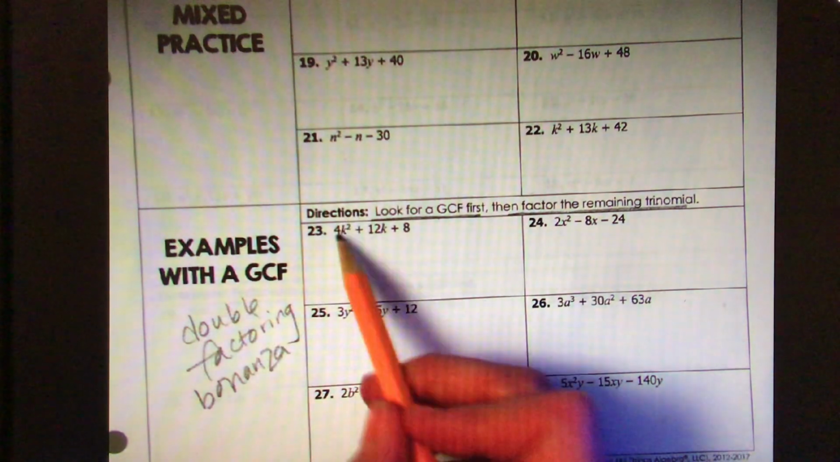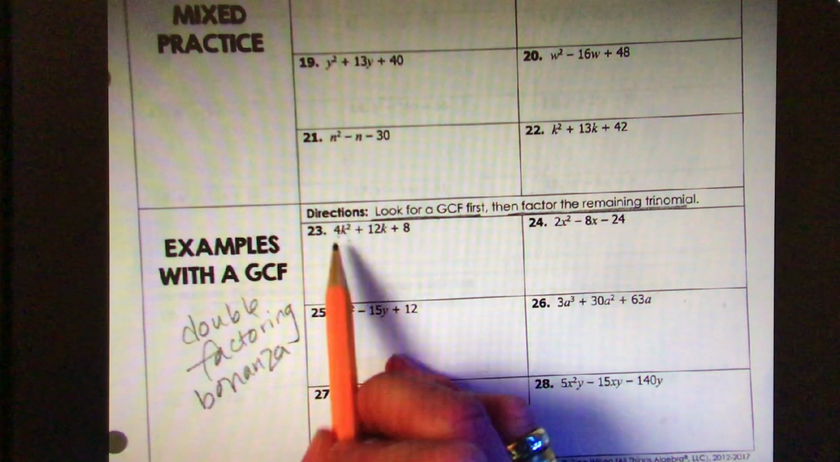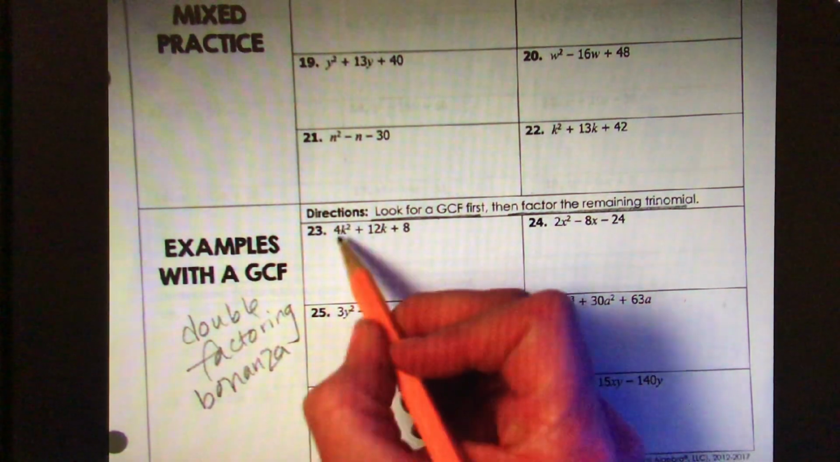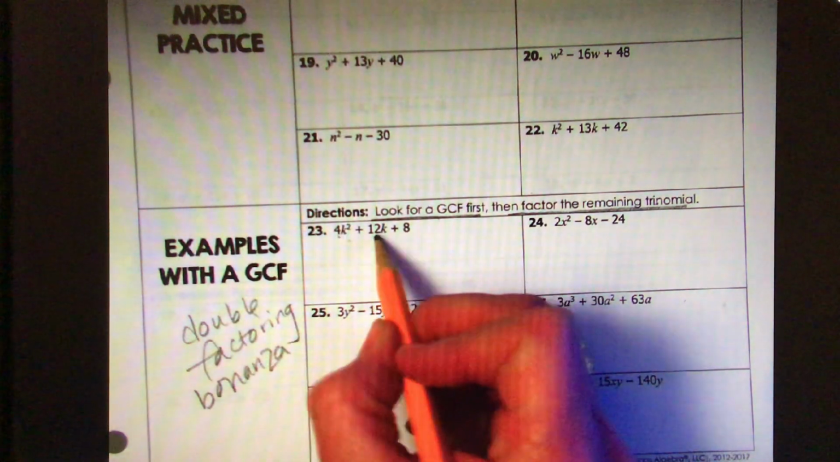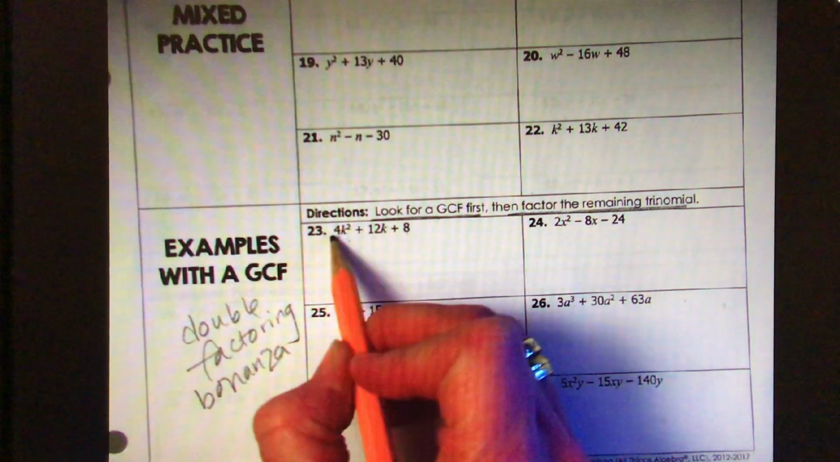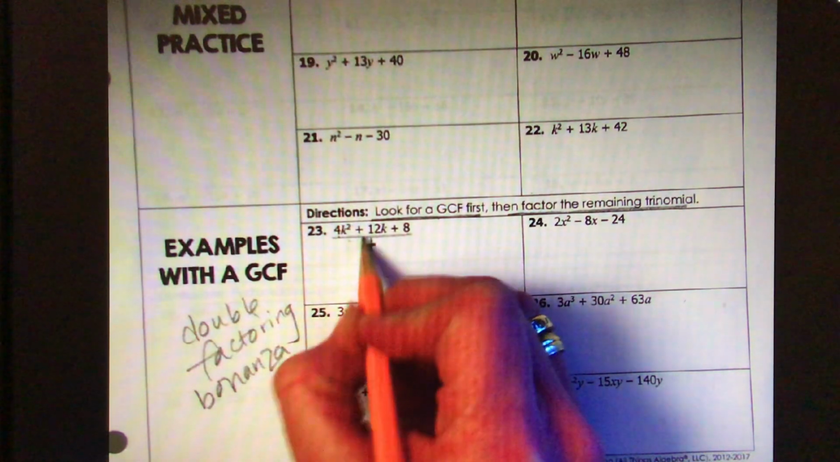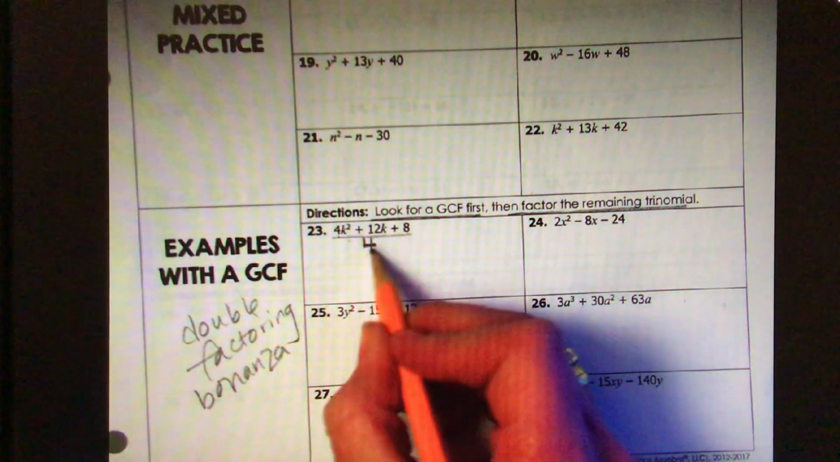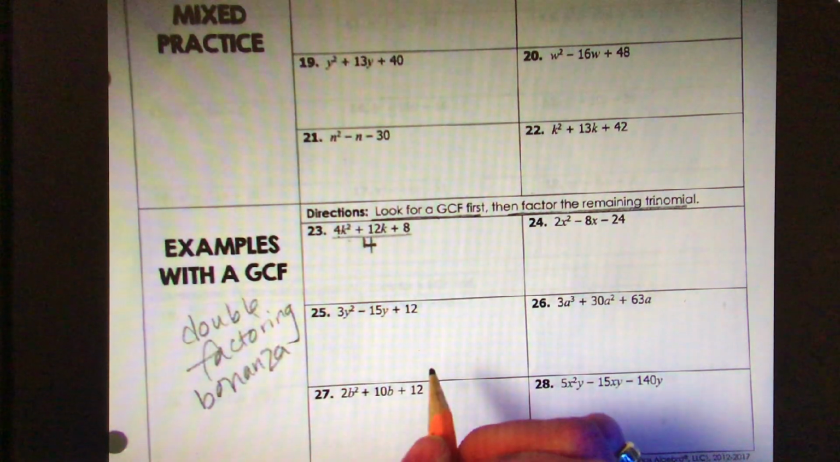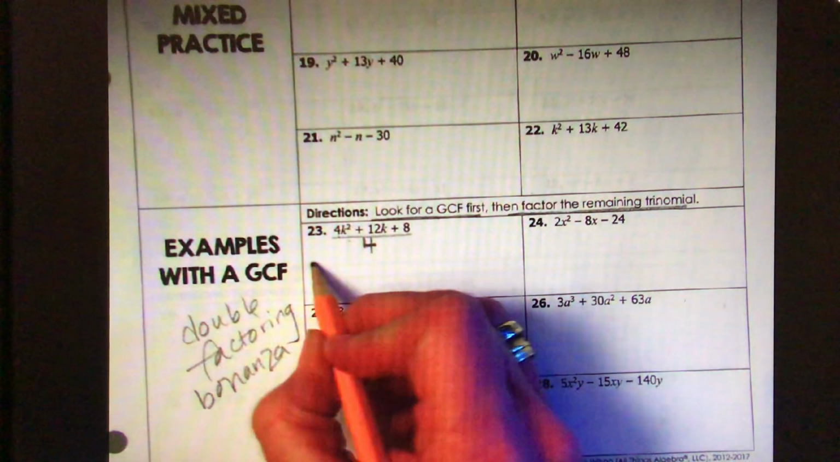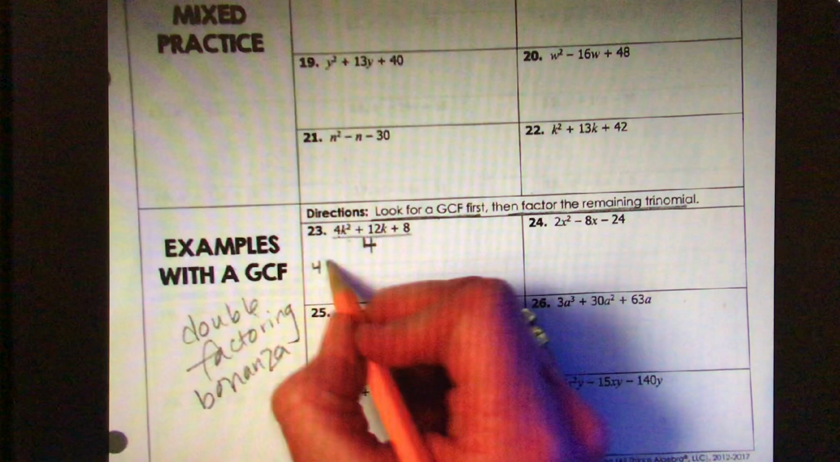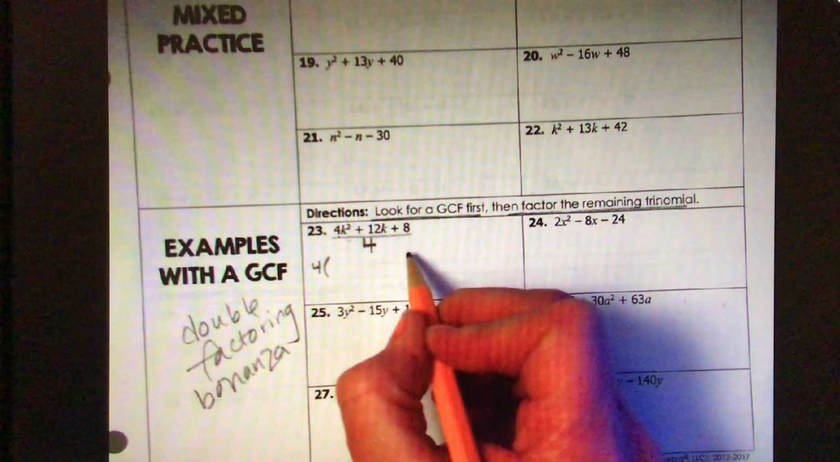If I look at all of these terms, I know, oh, I am already seeing it. I think 4 goes into 4, 4 goes into 12, 4 goes into 8. What if I just pick 4 then? And remember, when I extract a factor, I like to put it over to kind of turn it into a division problem. So I'm going to extract my 4. I'm going to put my 4 outside. And then I'm going to end up with another trinomial.